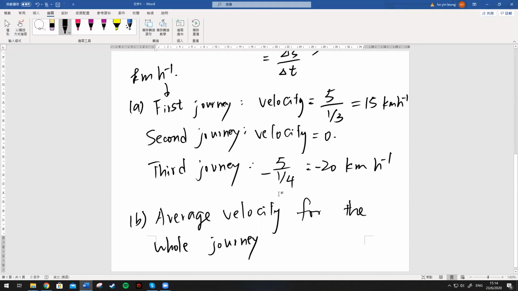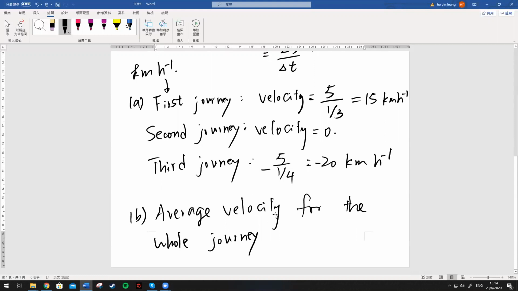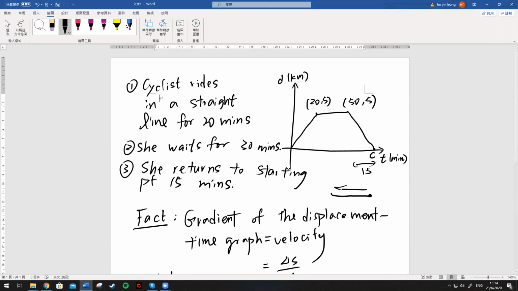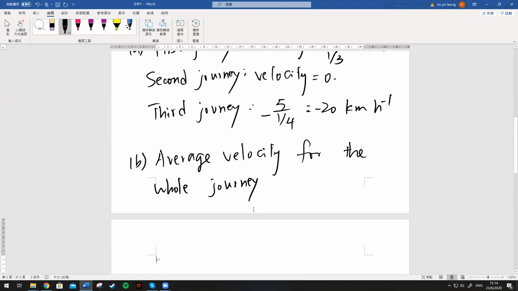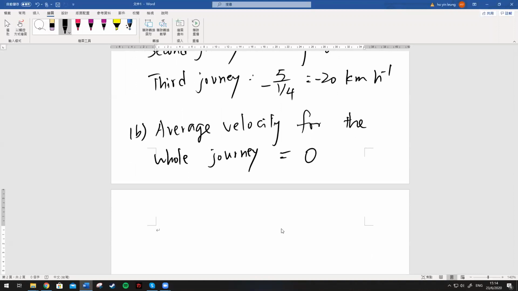Okay. Well, this one actually is easy because I can tell you immediately that the answer is 0. Can you tell me why? The total displacement is 0. Yes, exactly. Because the total displacement is 0. Okay, so that's why the velocity is 0 for the whole journey.